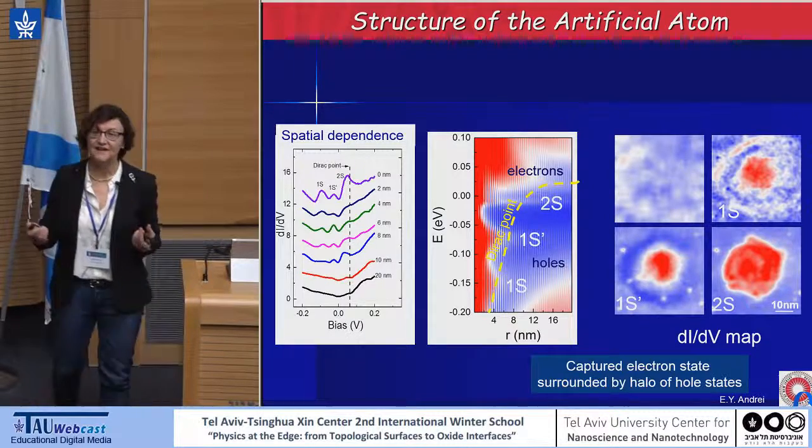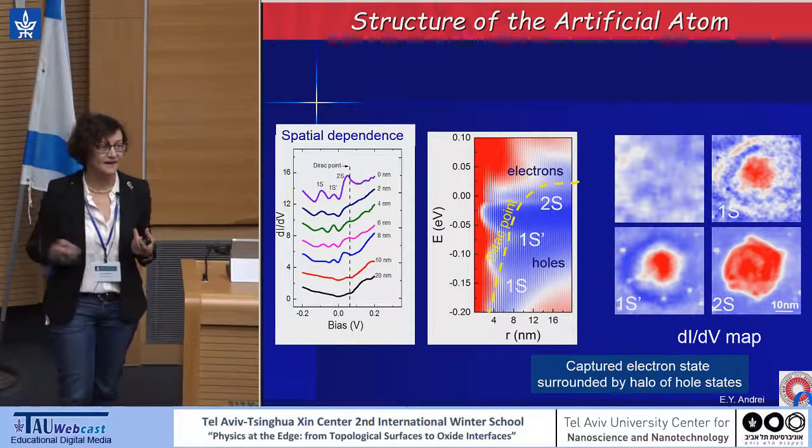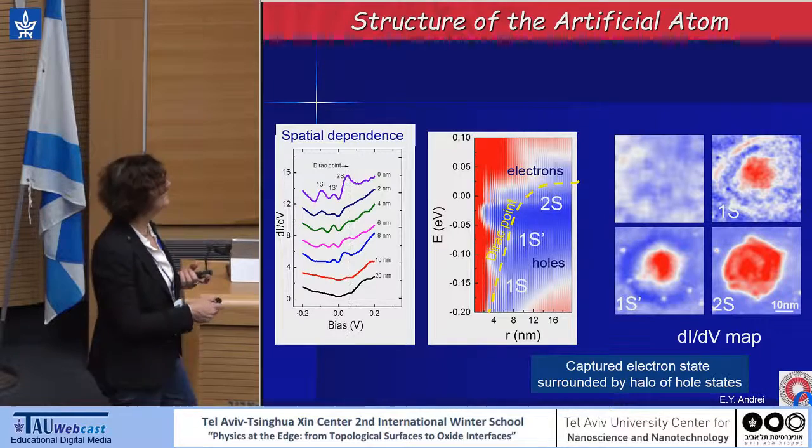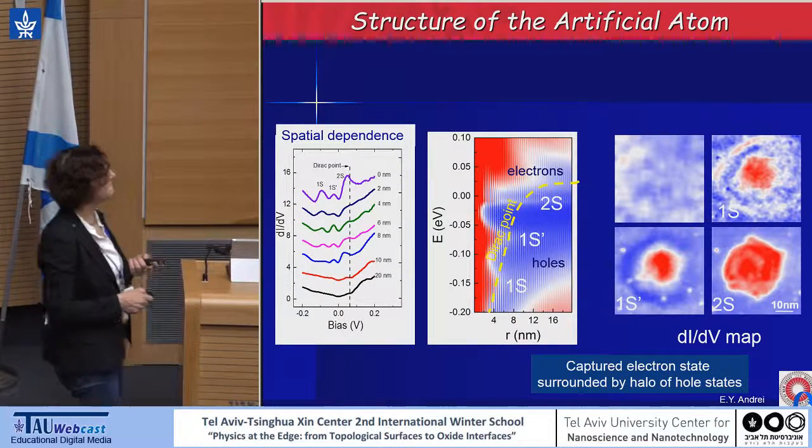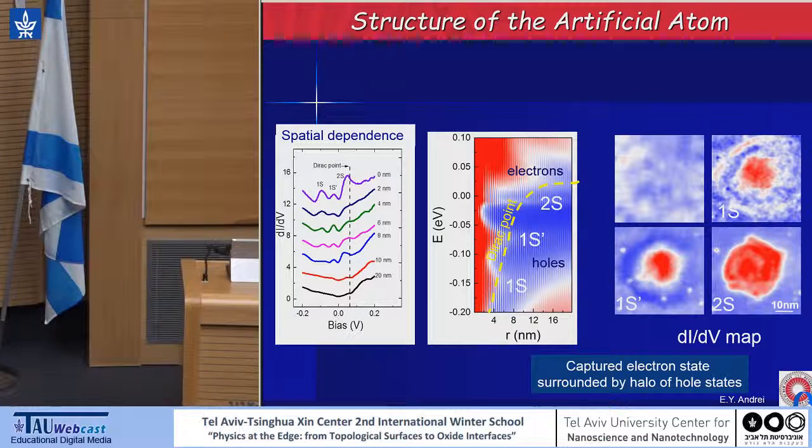So this is the equivalent of the positron production in atomic collapse. And the 1s prime state is larger, and the 2s state is here. And finally, actually, I'm doing pretty well time-wise.